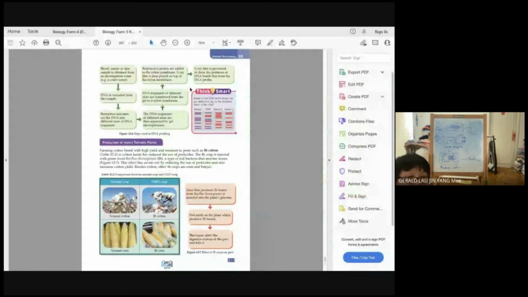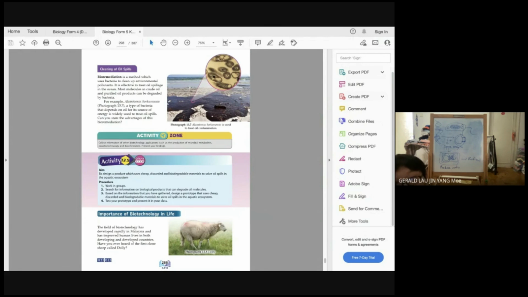Okay, production of insect tolerant plants. Okay, BT cotton. So BT is Bacillus thuringiensis. Okay, a type of soil bacteria that secretes toxin. Okay, so the gene that produces BT toxin from Bacillus thuringiensis is inserted into the plant genome. Pests that feed on the plant will take in the BT toxin. The toxin affects the digestive system and kills the pest, but it won't kill the human.